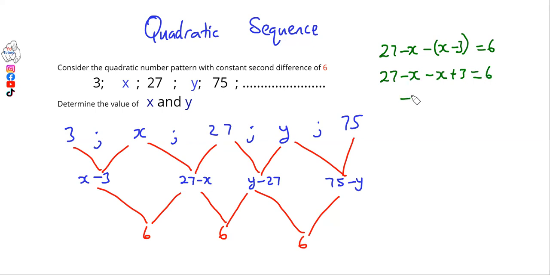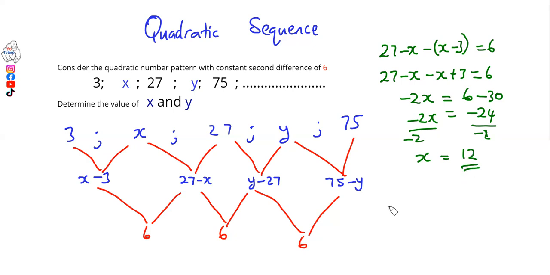Then here is going to be negative 2x. Then we take 27 plus 3, it's going to be 30. Then if we take that to the other side, it's going to be 6 minus 30, which is negative 24, equals negative 2x. Then we divide by negative 2, by negative 2. x is going to be equal to 12. So our x is equal to 12.